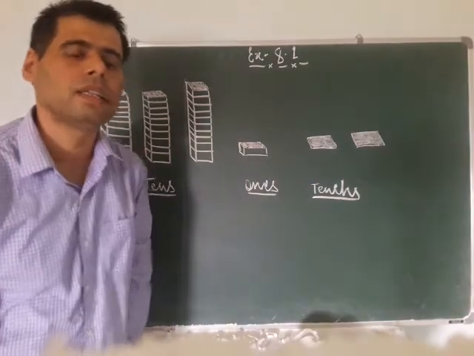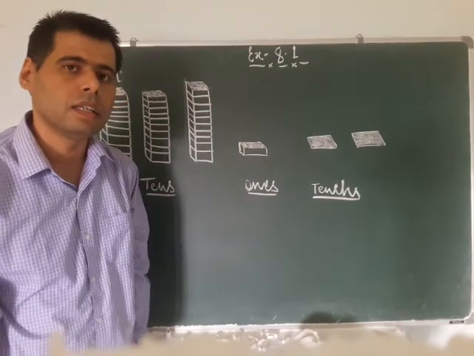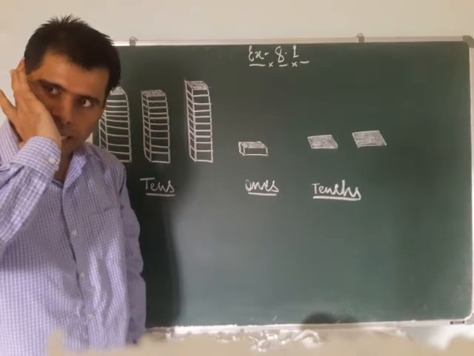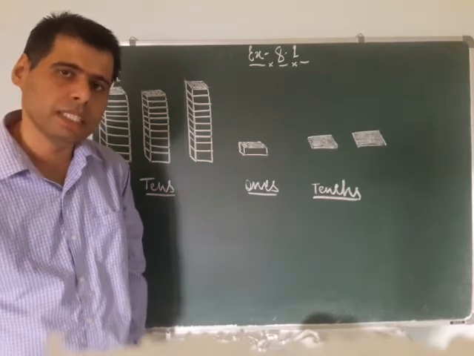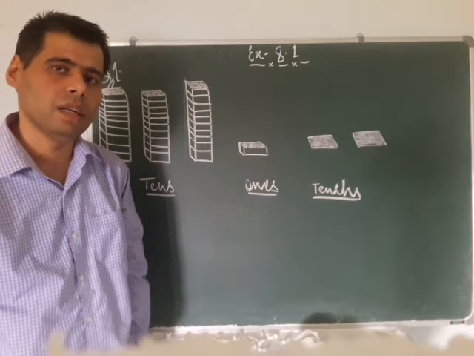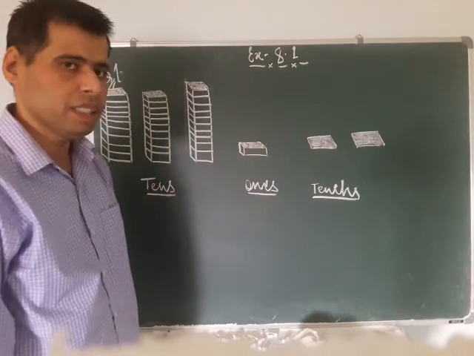Good morning, students. As you know, we are discussing Chapter 8 of Class 6, that is, Decimal Numbers. In the previous video, we studied how a decimal number is represented based on its place value, and we also represented decimal numbers on the number line. So in today's video, we will solve a few questions of Exercise 8.1.